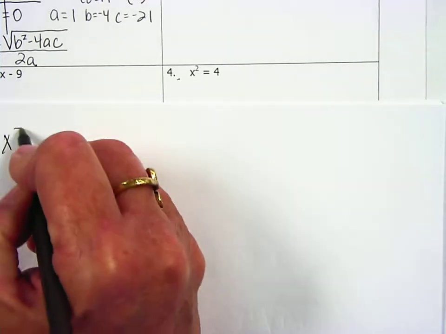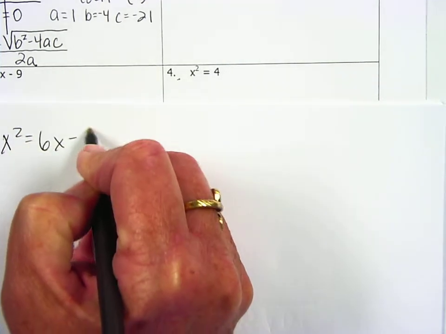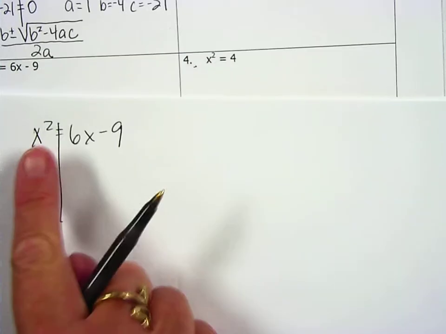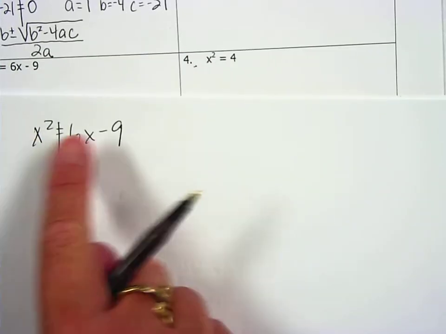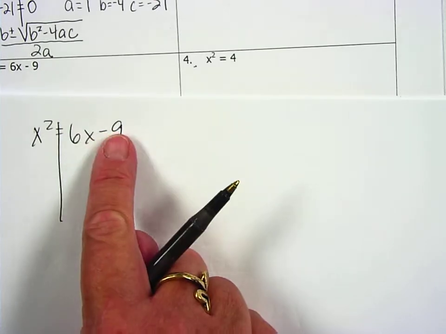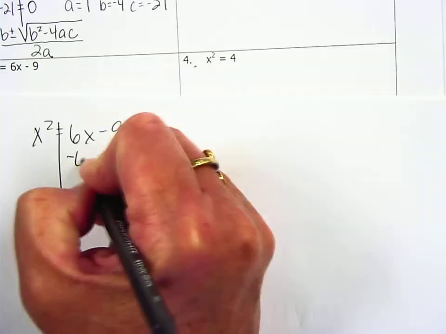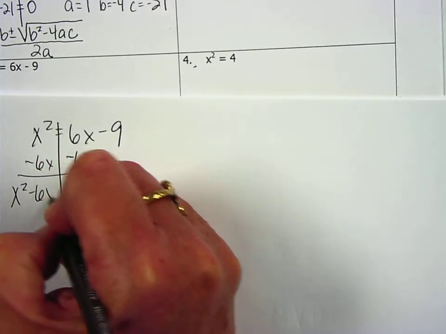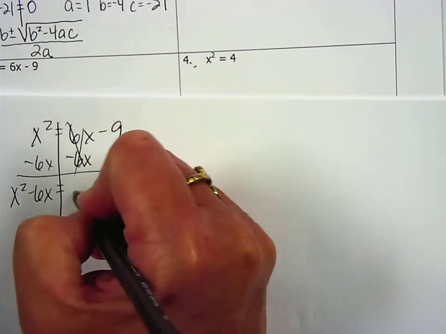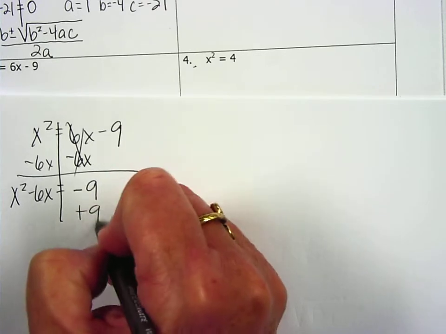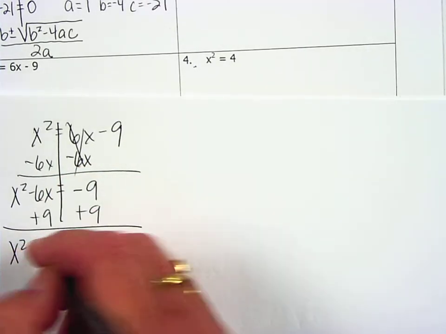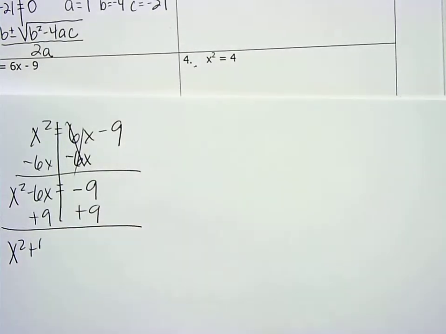x squared equals 6x minus 9. I want all my terms on one side, and I want my leading coefficient to be positive, so I'm going to move this one over here and this one over here. Subtract 6x and add 9. Bring this down, oopsie, it's a negative. Bring this down in standard form.